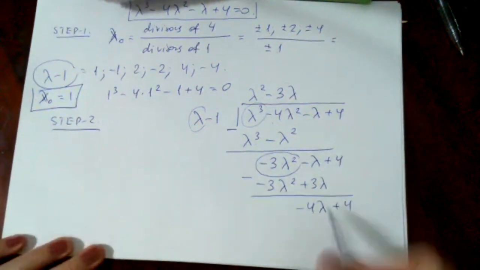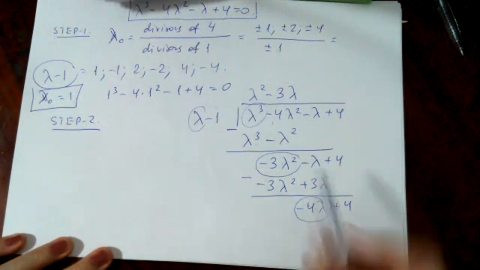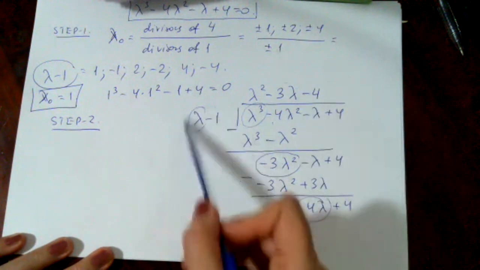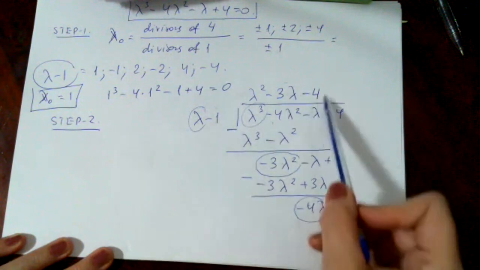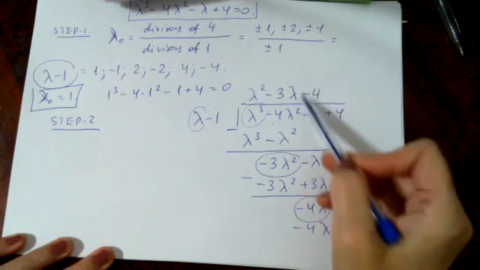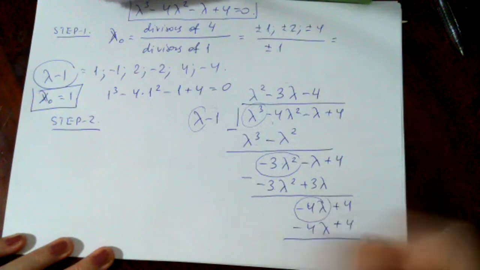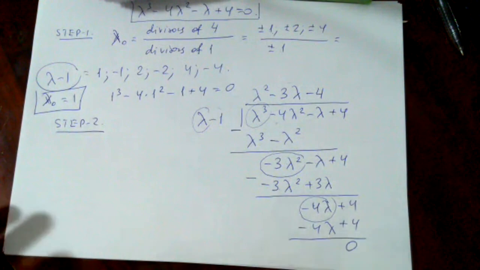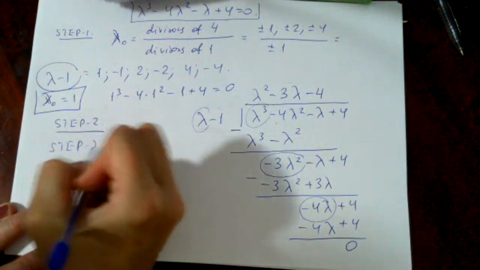Okay, the final step is coming. Now we need to divide minus 4 lambda by lambda again, which will give us minus 4. We write it here. And now we start multiplying lambda minus 1 only by minus 4. These terms are ignored completely. So minus 4 times lambda will be minus 4 lambda. And finally, minus 4 times minus 1 will be plus 4. If you subtract this from this, you will end up having 0. It means that the long division is completed. So we can switch to step 3.